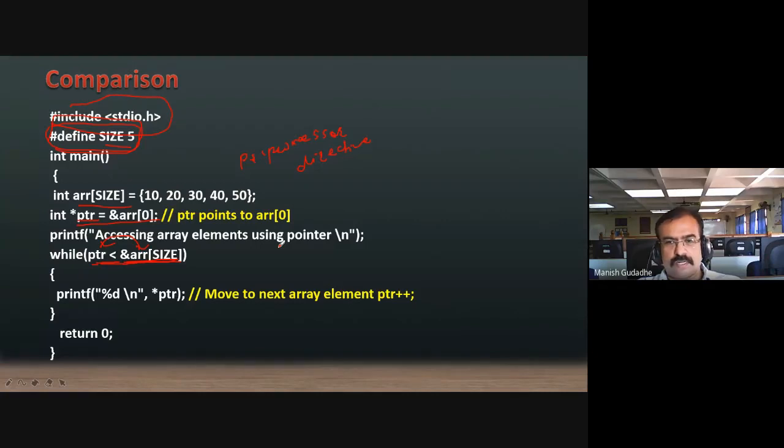Size is not undefined. Size is defined because it's defined using a macro, not inside a program as an integer size. So it is defined this way. This is called a preprocessor directive, where the preprocessor processes these things. We'll come across this later, but it appears here. That's why I'm literally going back.